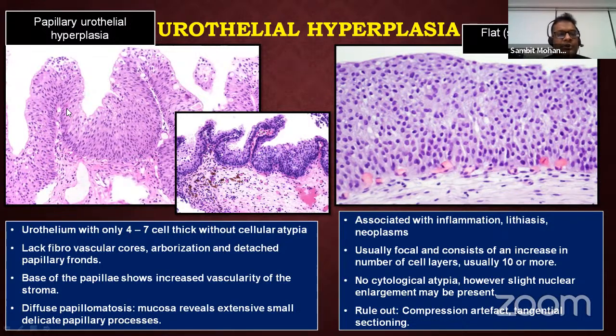But papillary urothelial hyperplasia is something where you see an intact urothelial layer. The lining is never beyond 7 cells. There is absolutely no cytologic atypia. And in the bottom, you see a lot of vessels. So do not overcall it, and there is no fusion among the papillae. So do not try to overcall it as a low-grade papillary urothelial carcinoma or a papilloma. It can be associated with inflammation, stones, and other things. So we'll just get into the details.